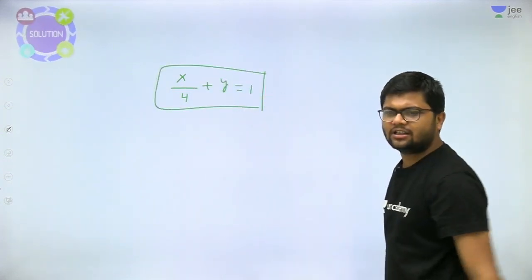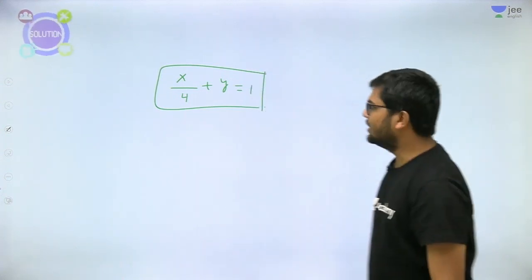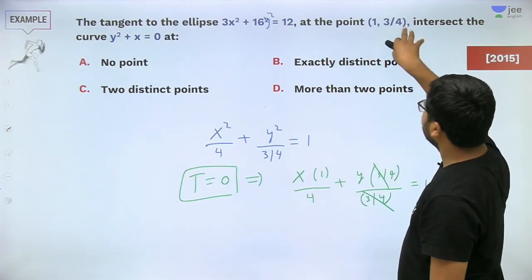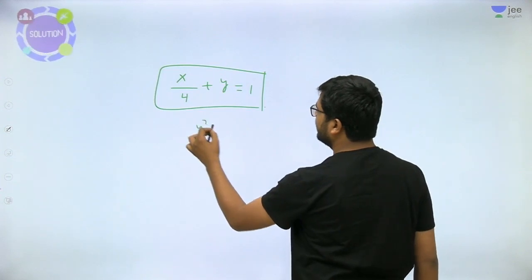Till now everything is understood? Wonderful students, very good. Now the question is asking, this line is intersecting this given curve at how many points? y square plus x equal to 0.